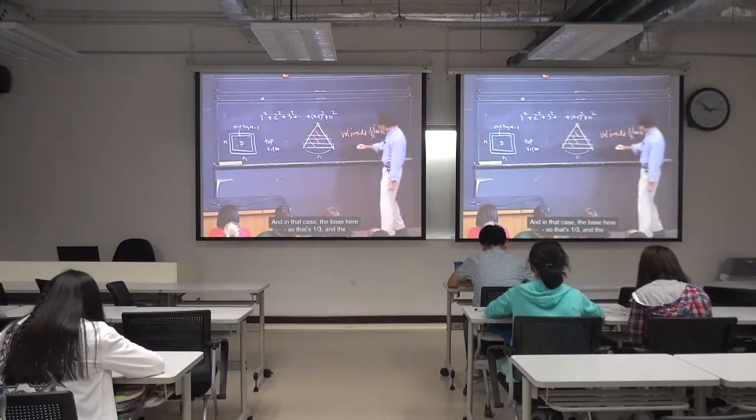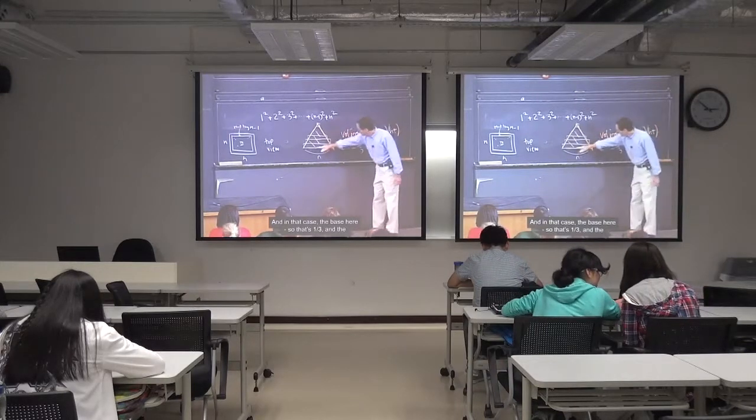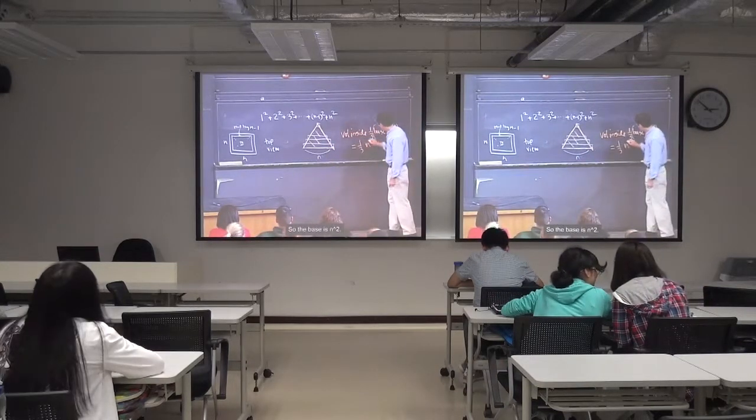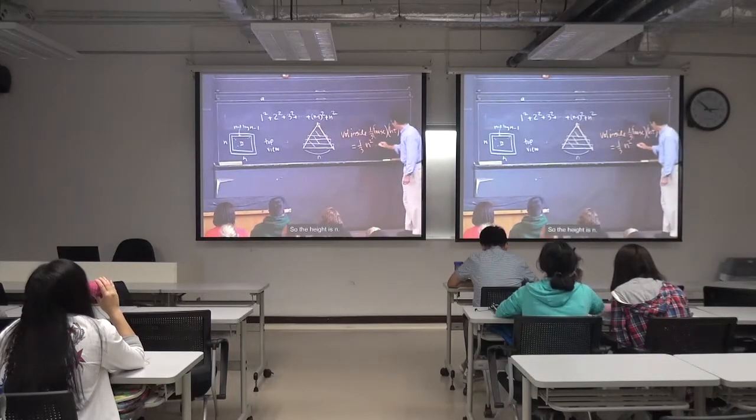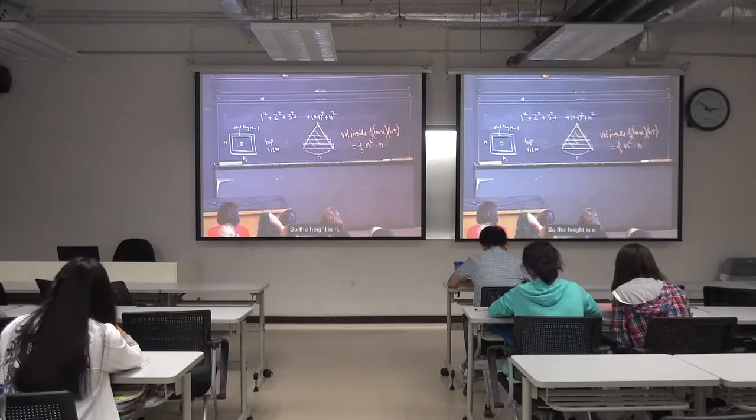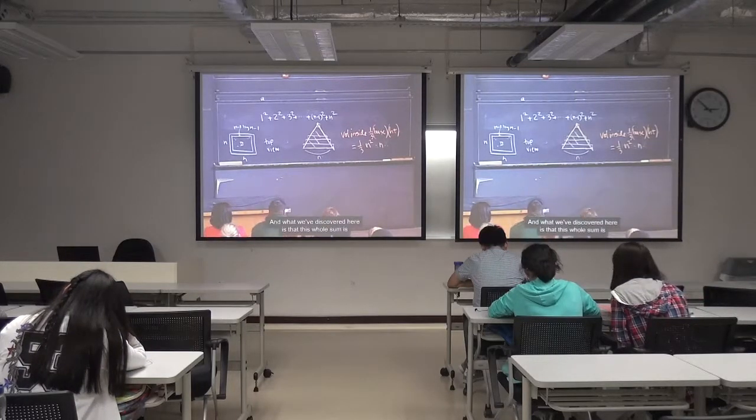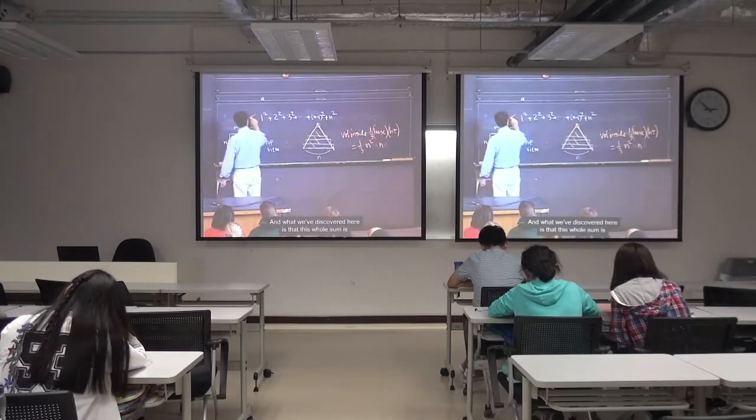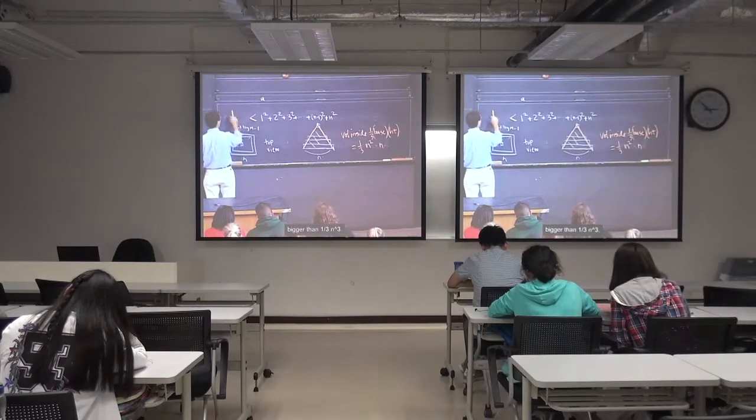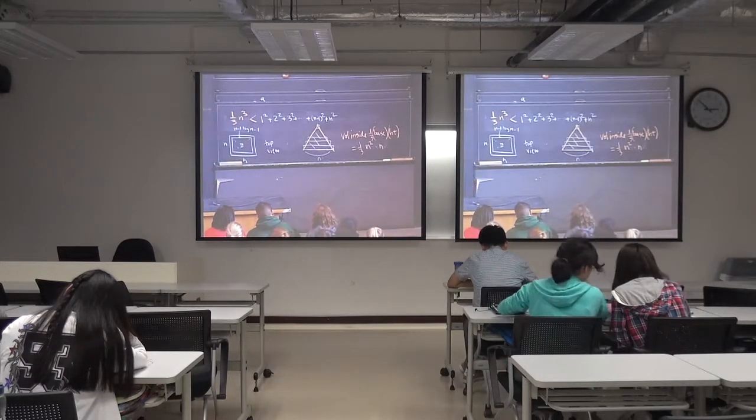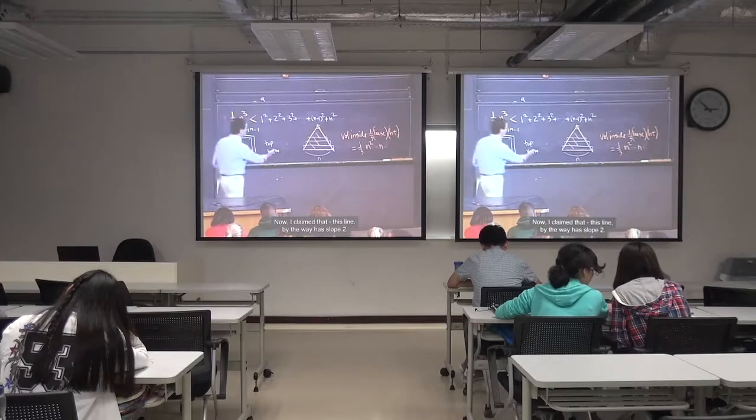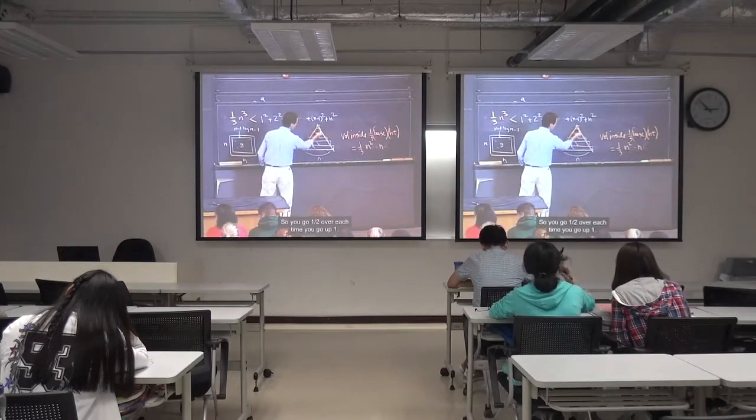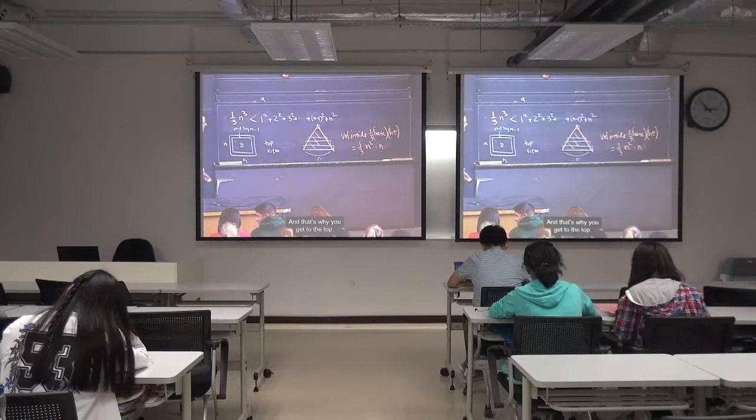In that case, that's 1/3, and the base is n by n, right? So the base is n squared. That's the base. And the height goes all the way to the top point. And what we discovered here is that this sum is bigger than 1/3 n cubed. Now I claim that this line, by the way, has slope 2, so you go half over each time you go up 1. That's why you get to the top.